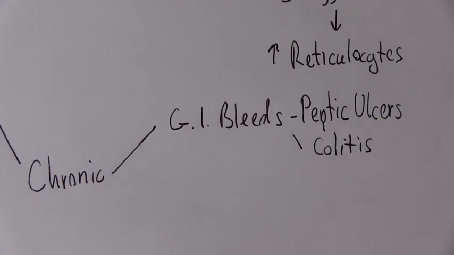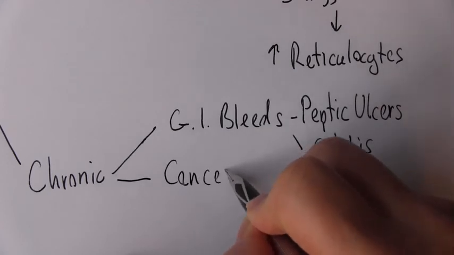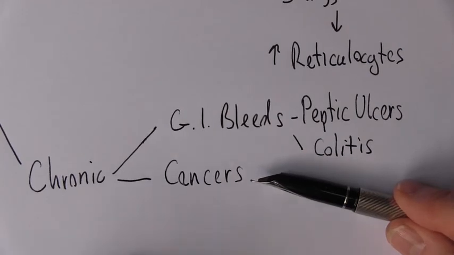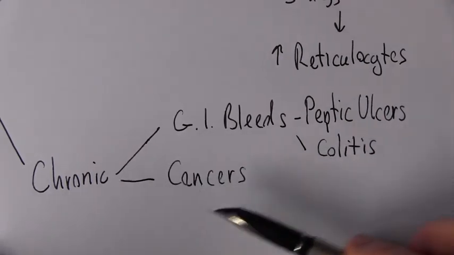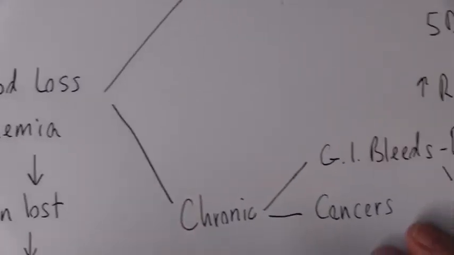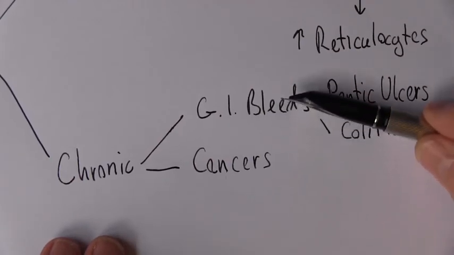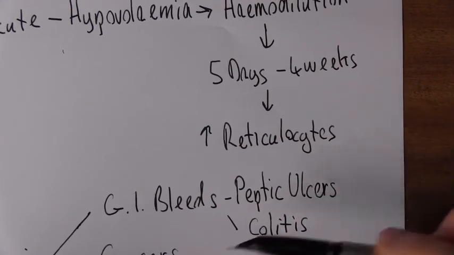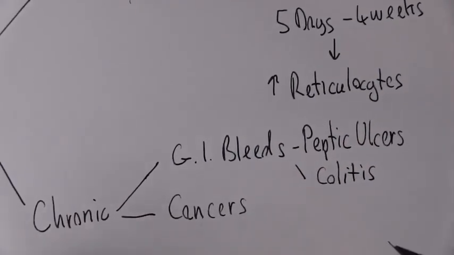Or you might think of anything causing colitis, ulcerative colitis for example, cancers, gastrointestinal cancers particularly, colon cancers, but other cancers can bleed small amounts of blood over a long period of time, resulting in chronic blood loss anemia. Again, if we test the blood for reticulocytes, these young immature red cells, these will be increased because the bone marrow is trying to compensate for the hemorrhagic loss.